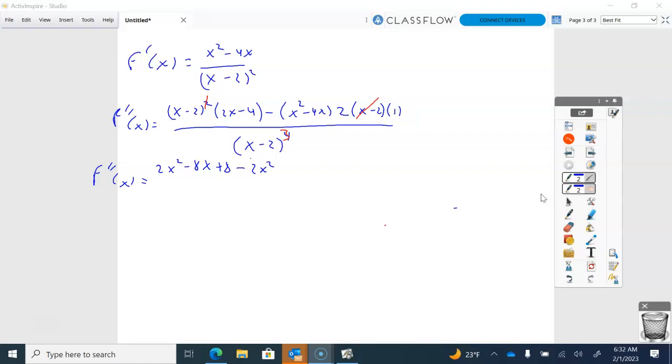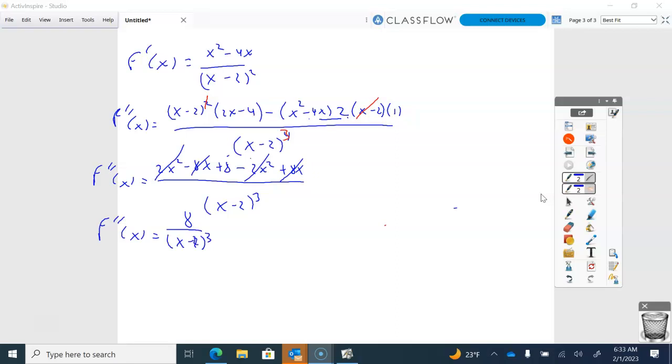I got 2 times this, which is minus 8x, but the plus, that becomes plus 8x, all over x minus 2 to the third. I notice that that cancels out with that, cancels 8x. Yeah, 8x, and so I end up with 8. So my second derivative is going to be 8 over x minus 2 to the third power.